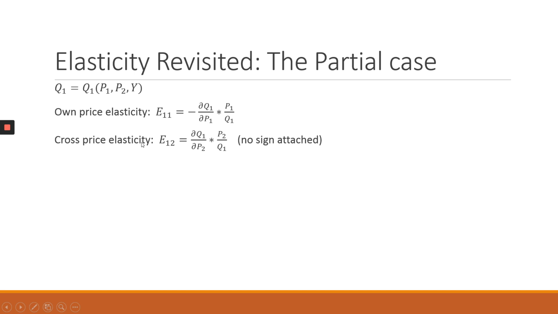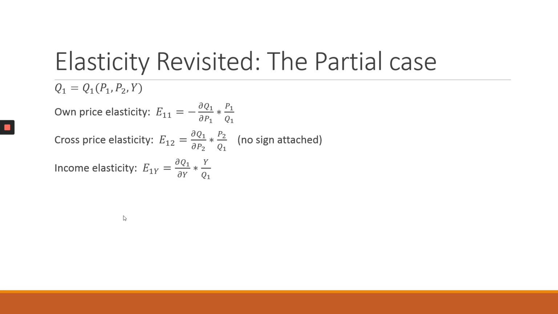And then if it's cross price elasticity, you're looking at the change in Q1 when the price of the other good is changing. So it's the partial derivative of Q1 with respect to P2 times P2 over Q1. Right. So in this case, as you can see, there's no sign attached to it, unlike with own-price elasticity. With own-price elasticity, we already know about the inverse relationship that exists between price and quantity. But with the cross price, it depends on the type of good that you're working with. Is it a substitute or is it a complement? That will determine the sign that you have on your changes.